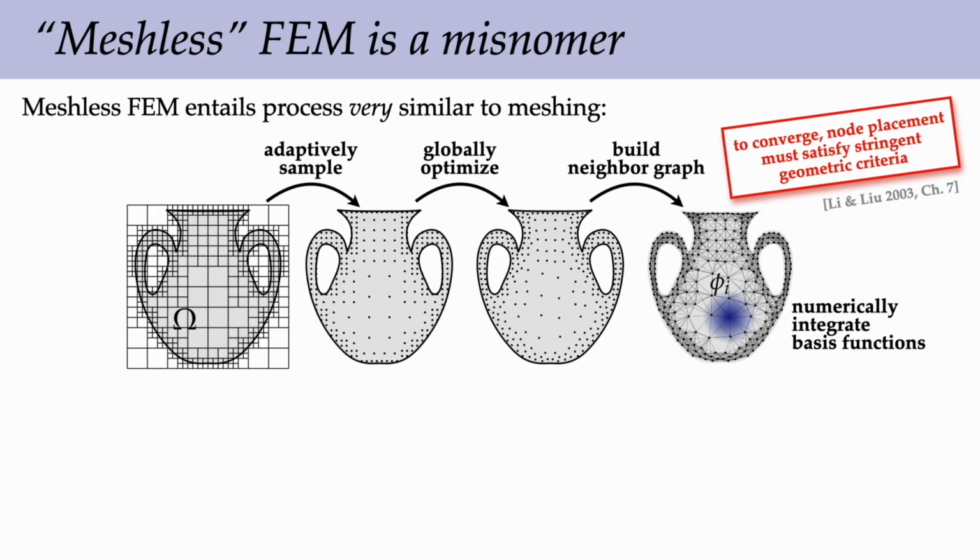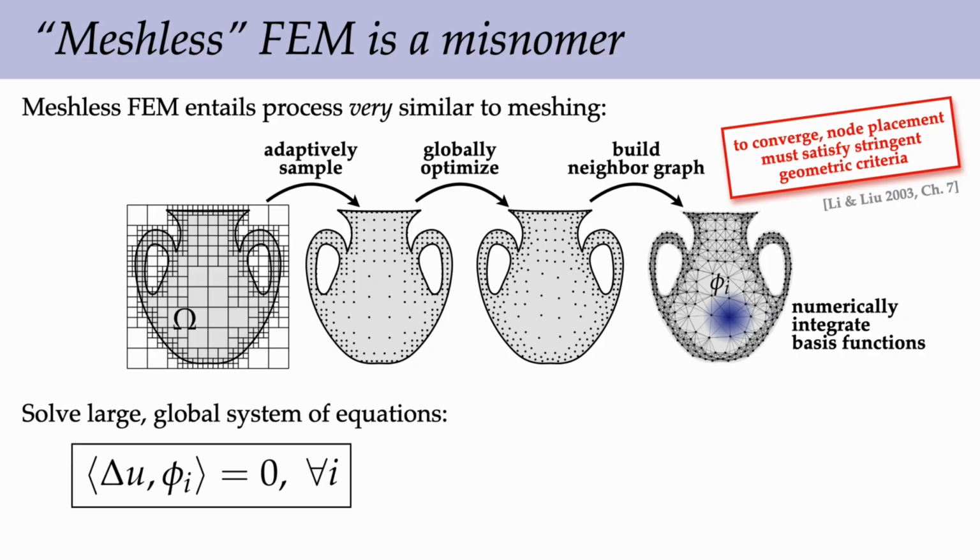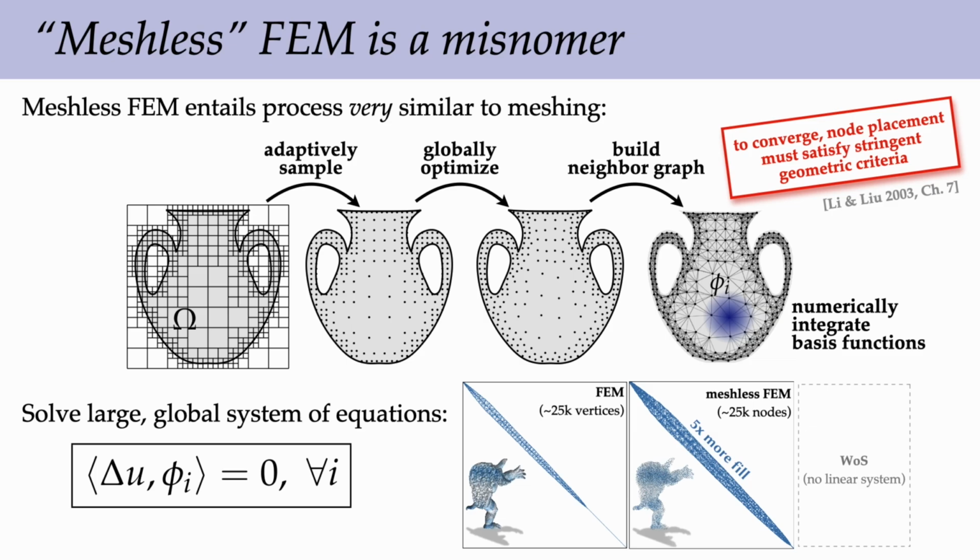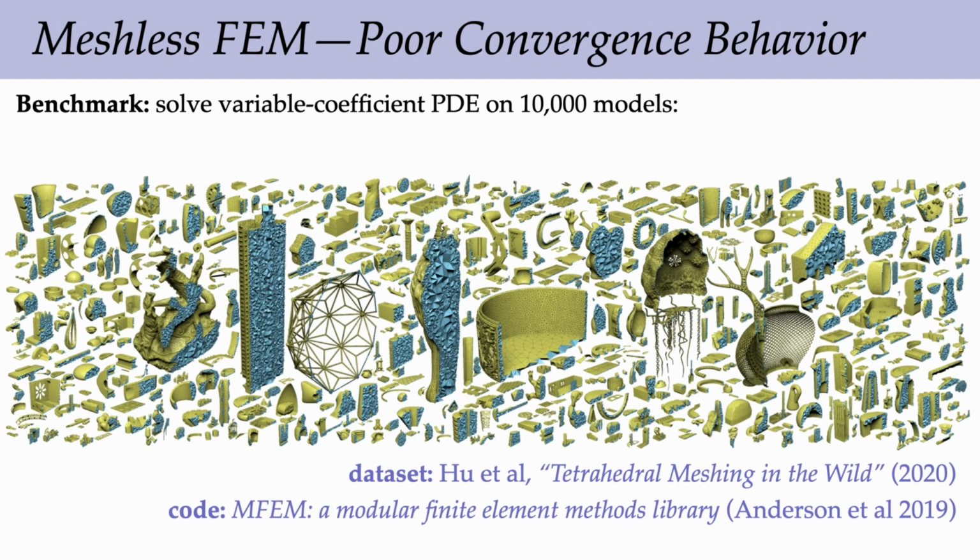From there, the whole formulation is literally identical to all other finite element methods. You solve a big global system of equations, and in fact, you end up with matrices that are actually far more dense than with standard finite element methods. Okay? And just so that this is not just a kind of wild conjecture, we really did try out these meshless finite element methods on a large benchmark of about 10,000 models.